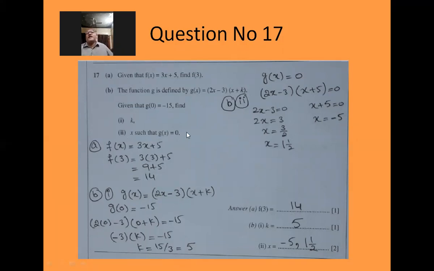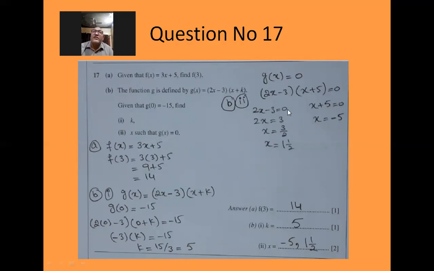The second part is x such that g of x is 0. So if g of x is 0, I will make this whole function equal to 0. So here you will have written the formula for that function, and that equals 0. You can see that these two brackets are multiplying with each other, and their answer is 0. So it means either this first bracket is 0 or this second bracket is 0. So I will make them equal to 0.